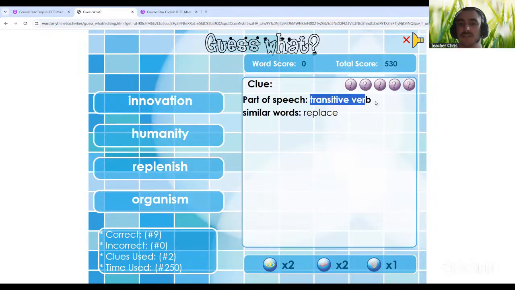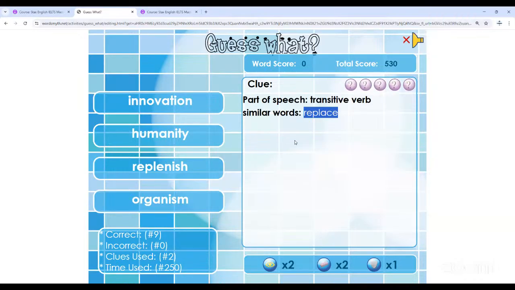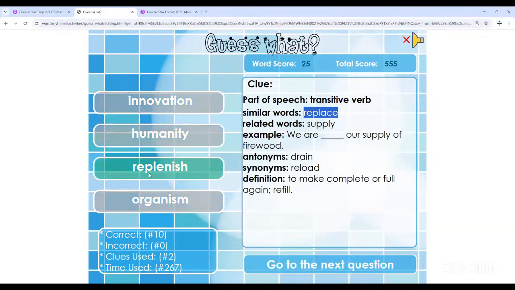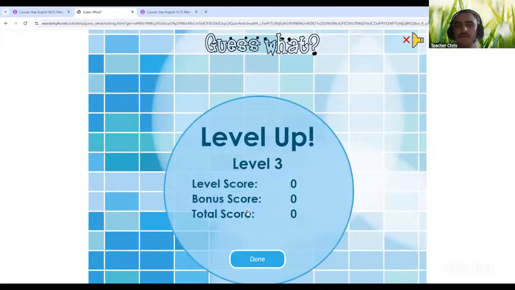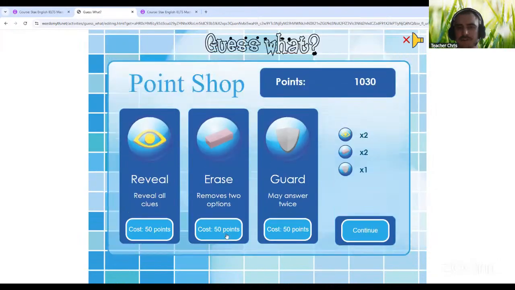Next, we have a transitive verb, and a similar word is replace. Any ideas, Lam? Replenish. Replenish. Well done. So when we put something back the way it was, we fill something up again. So my cup is empty. There's no coffee in there. Someone could replenish it by filling it up with coffee. Very good, very good. Okay, we're almost done with this game now. So grab a few more clue things.